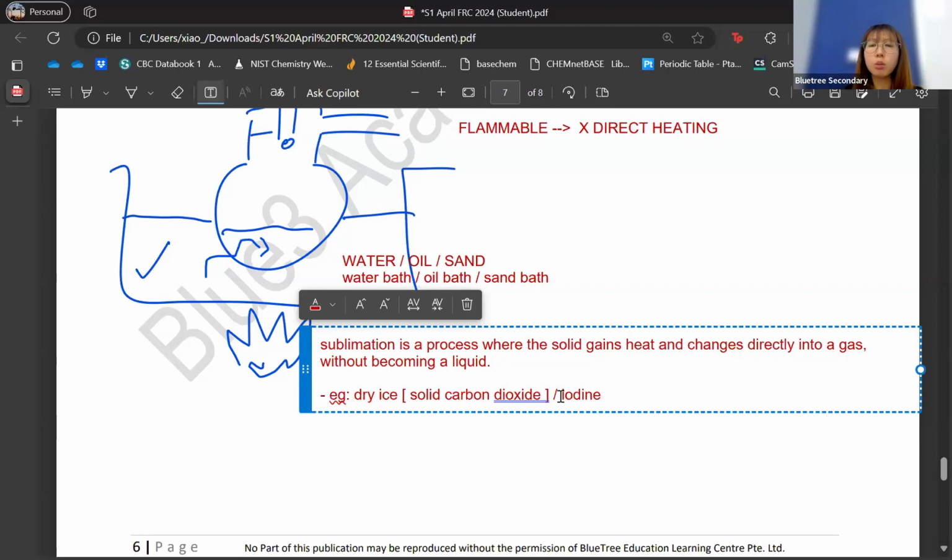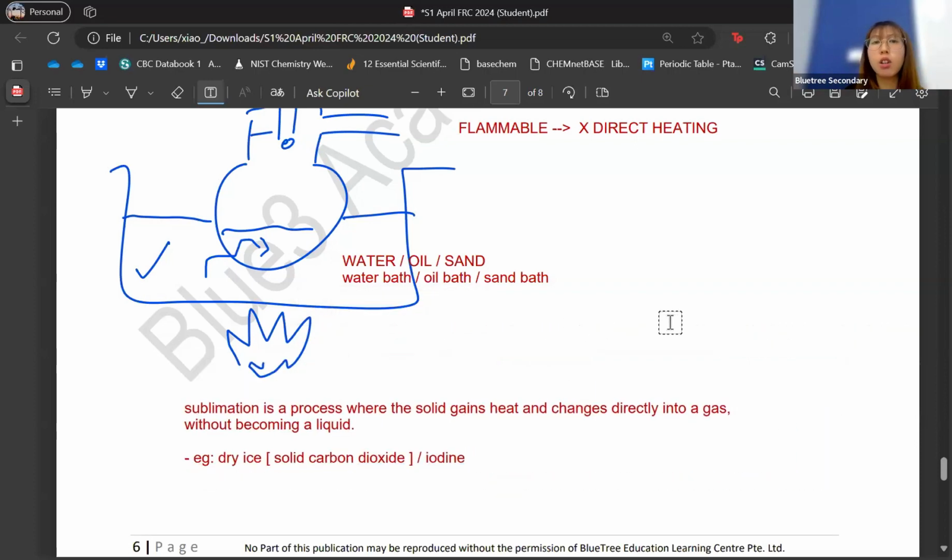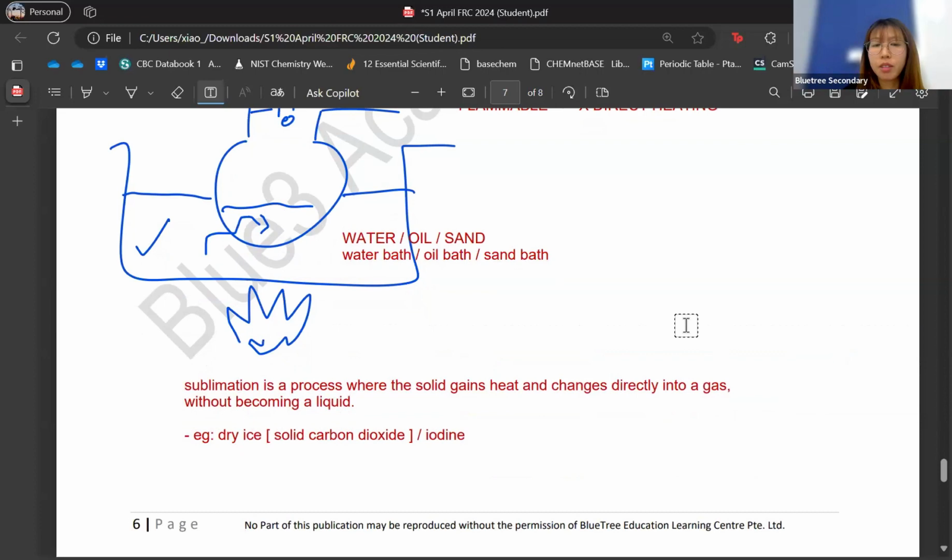Another chemical substance will be your iodine. Feel free to go and watch YouTube, Google the sublimation of iodine. You can see all of the sublimation experiments for iodine. It will serve you as a very good visual help in your learning. Okay, so for those questions, I hope that I've answered everything.